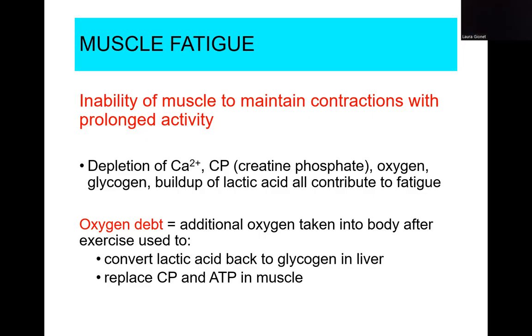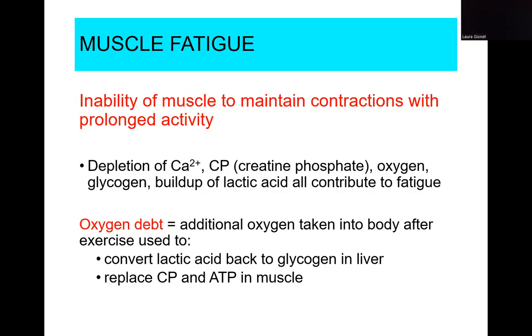Why is that? Because you've depleted calcium, creatine phosphate, oxygen, glycogen. You have a buildup of lactic acid, all contribute to fatigue. So that burning sensation in your muscles means that you are producing lactic acid because you don't have enough oxygen being delivered to the muscles so that you can convert glucose or proteins or fats into ATP. And when you don't have oxygen at certain stages of this process, you produce lactic acid.